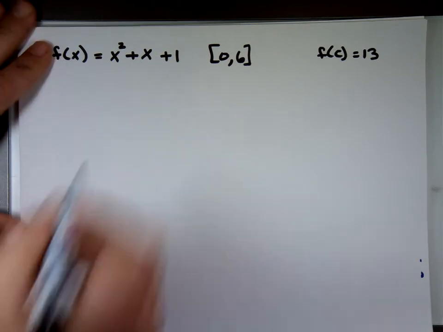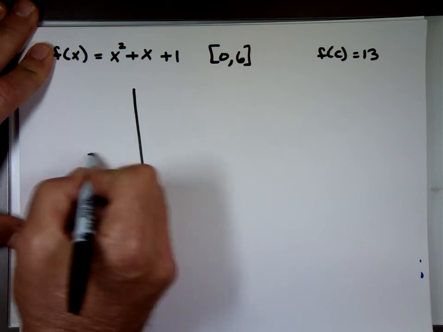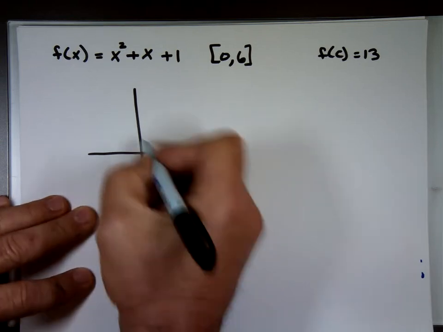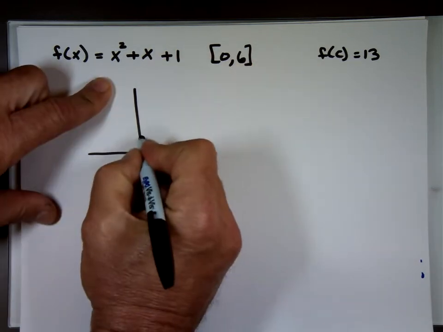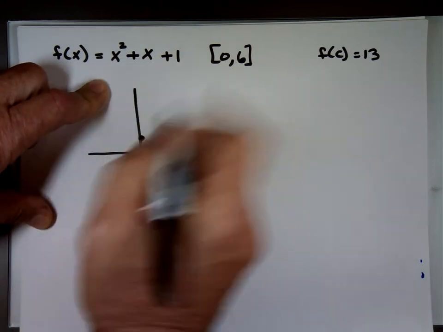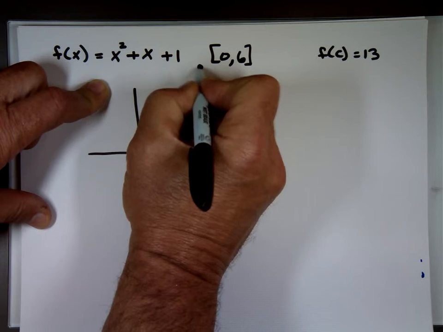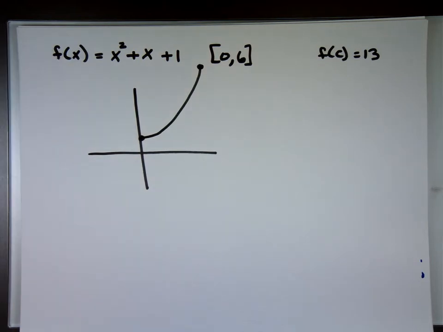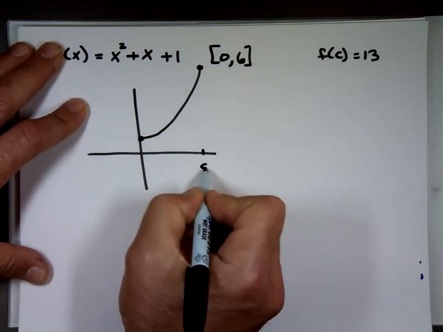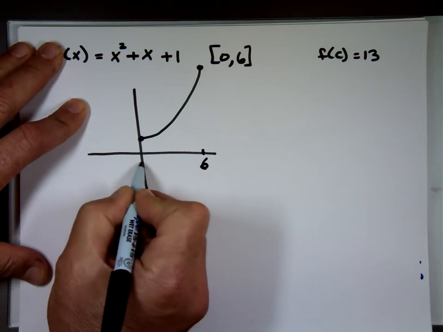If you graph a quadratic equation, what does it look like? That's a quadratic equation. It's a parabola. I'm not really sure exactly where the vertex of that parabola is, but when x is 0, we have a 1. When it's 6, that's 36, 37, 43. Something like this. This is 6. This is 0.